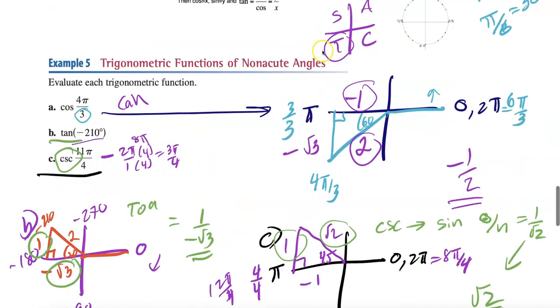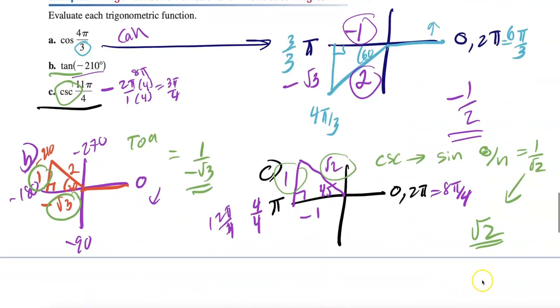Or again, if you want to think about it, right? We're in quadrant 2, only sine's positive. That's why my value is positive.